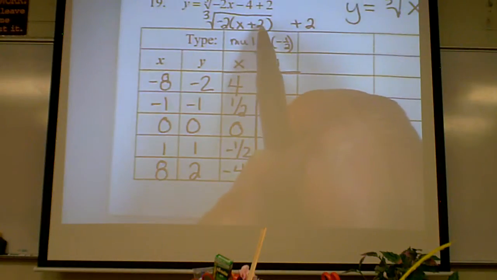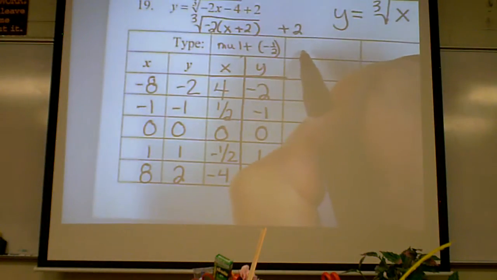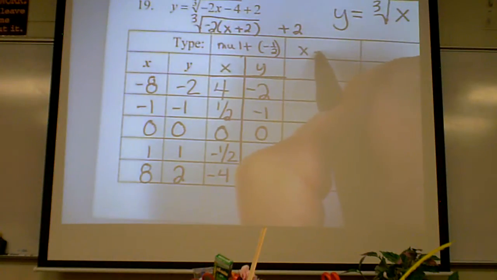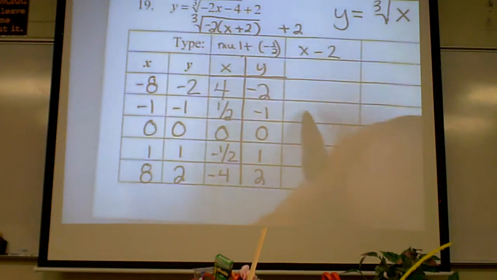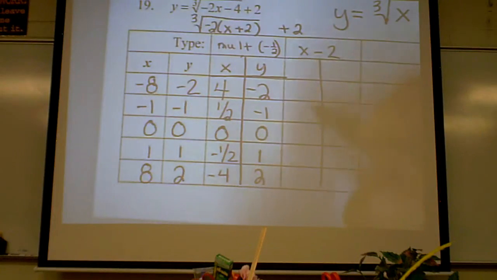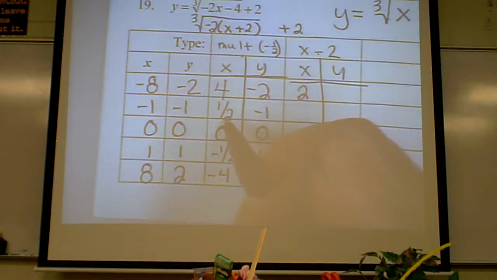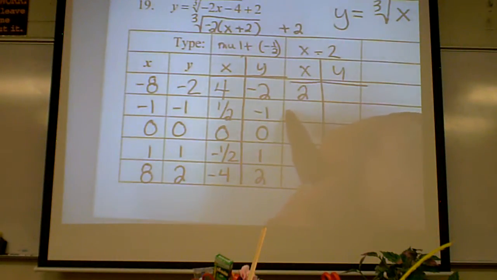What's the next thing you're going to do with this? Subtract 2 from the x values. You're going to take all your x values and subtract 2. That's B. What is 4 minus 2? 2. What's a half minus 2? -1.5. What's 0 minus 2? -2. What's -1/2 minus 2? -2.5.